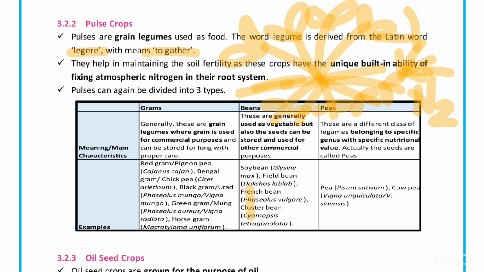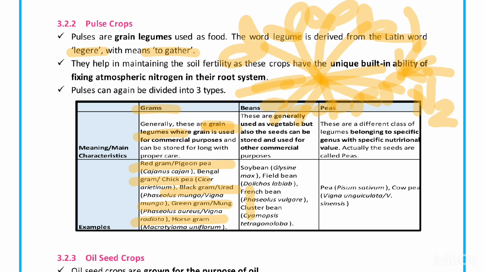Now, all those crops which have this ability are known as legumes, and pulses are basically grain legumes. Okay, all the grains that are called pulses. These pulses have a special ability to fix atmospheric nitrogen, so they are important for crop rotation.